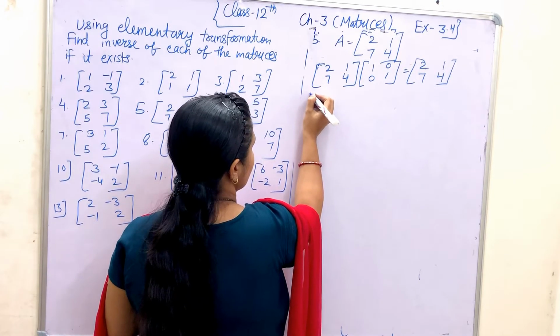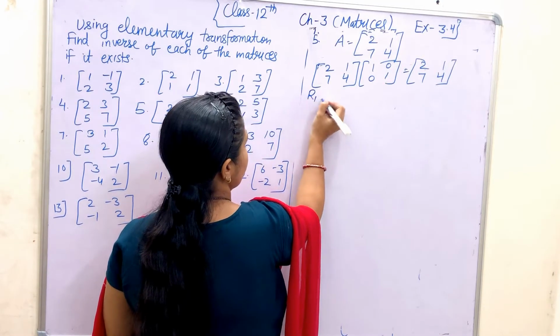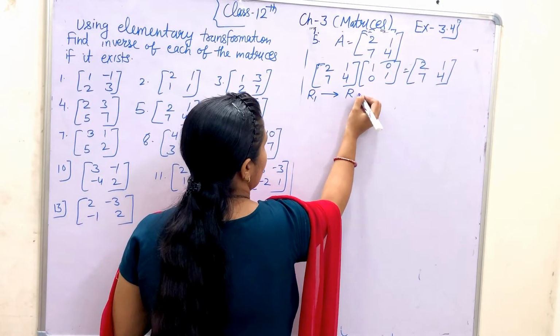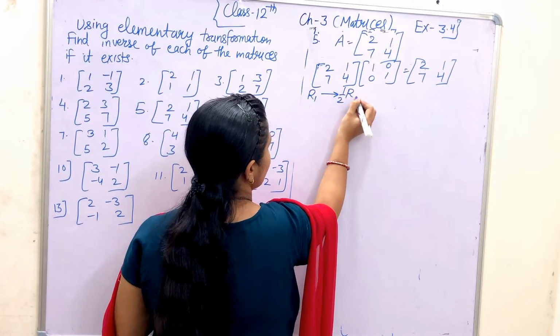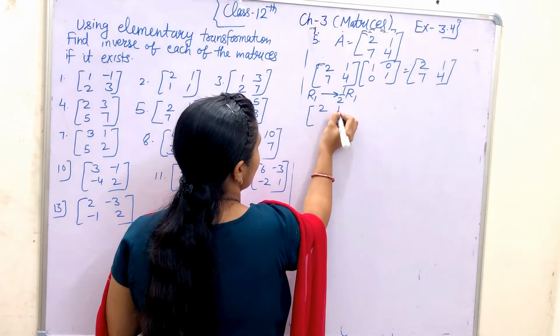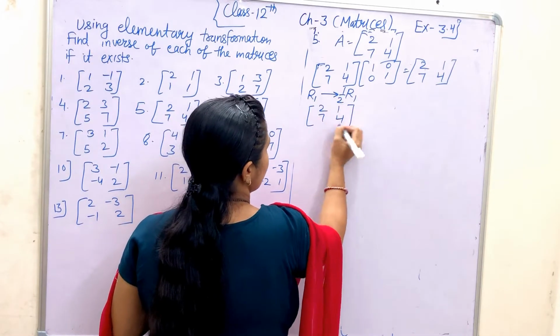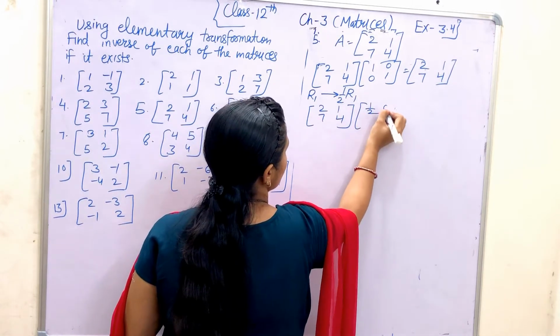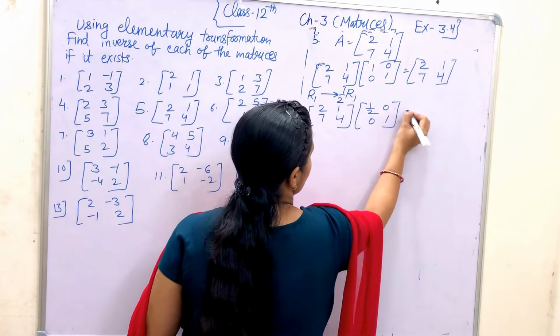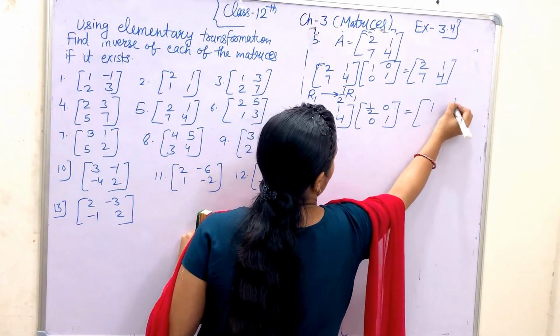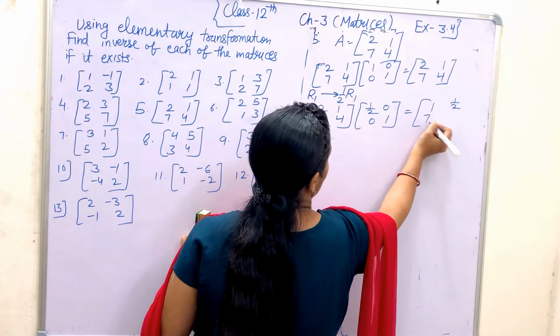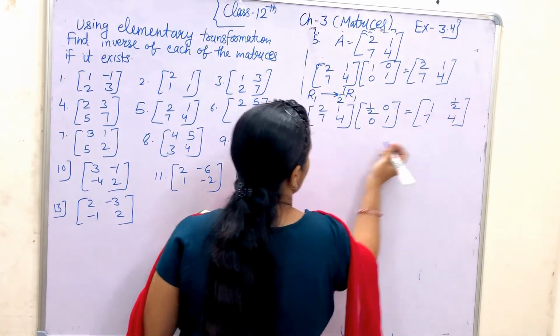What we do? Here we can do R1, 1 by 2. We get 2, 1, 7, 4. Here 1 by 2, 0, 0, 1. We get 1, 1 by 2, 7 and 4.